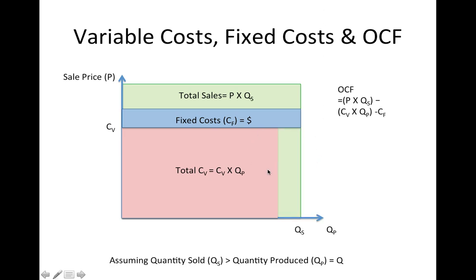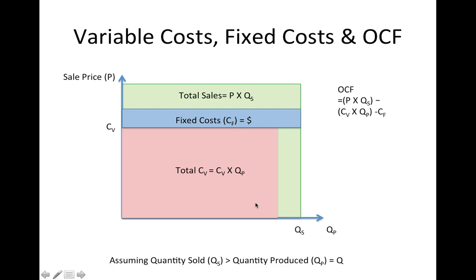I could have it the other way where I underproduce. Now maybe I had some in inventory from a prior period, and so I'm able to sell that. But the bottom line is that because I underproduced, my operating cash flows are not just this amount at the top. I also saved a whole bunch of per unit costs at this point, and so my operating cash flows get to be real big. So that will happen if the quantity sold is greater than the quantity produced.